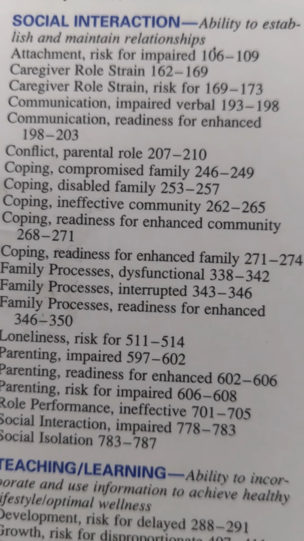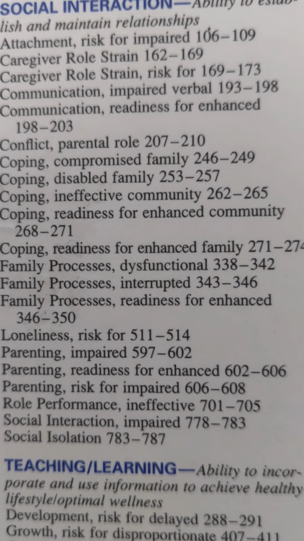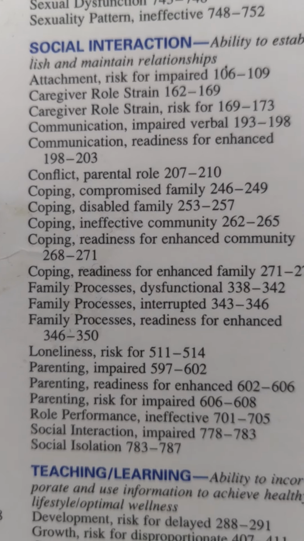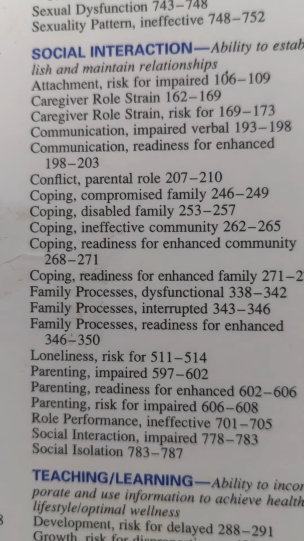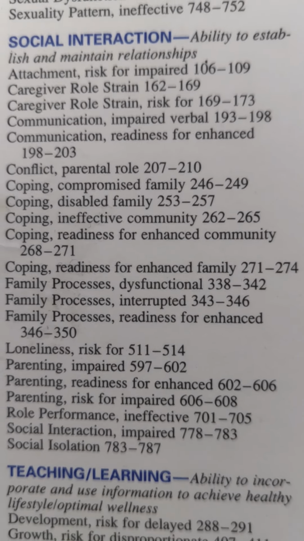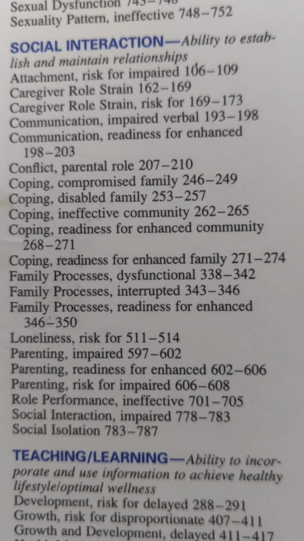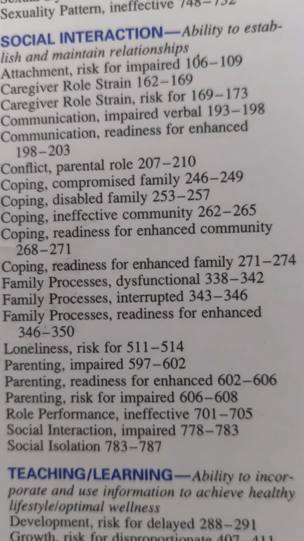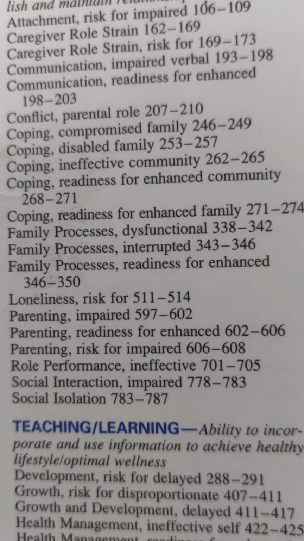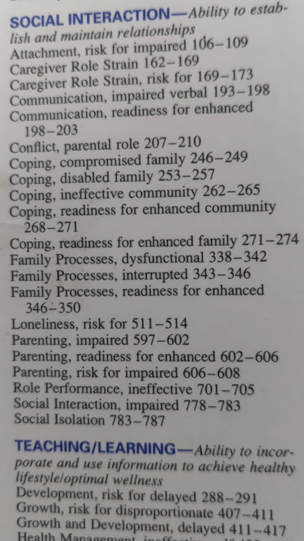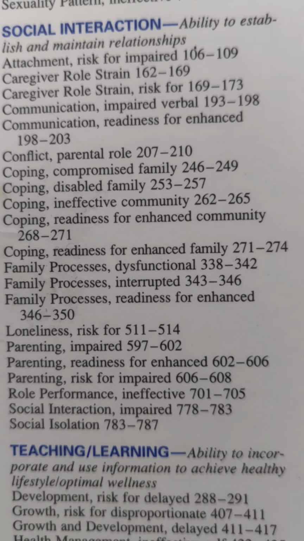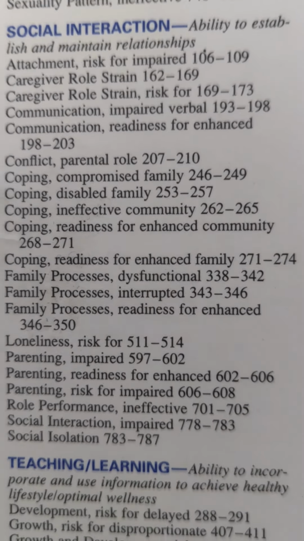One category is social interaction. There are great nurses, and a lot of what we do is verbal interventions, like teaching or identifying the emotional state of the person. But social interaction includes caregiver role strain, parental role conflict, all varieties of coping, family processes, parenting, social isolation, and everything. And just for kicks, one of these times you should go through them all and read what they mean by each of these things.